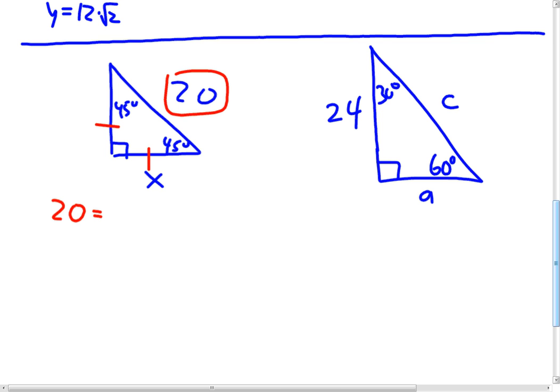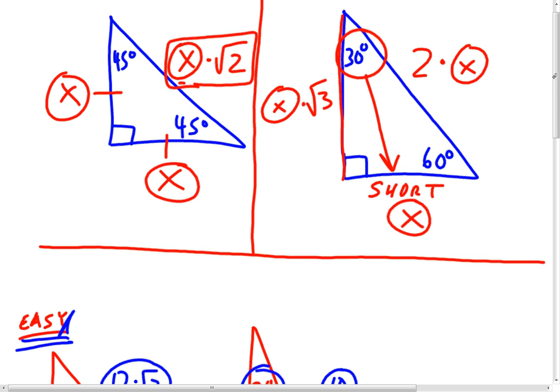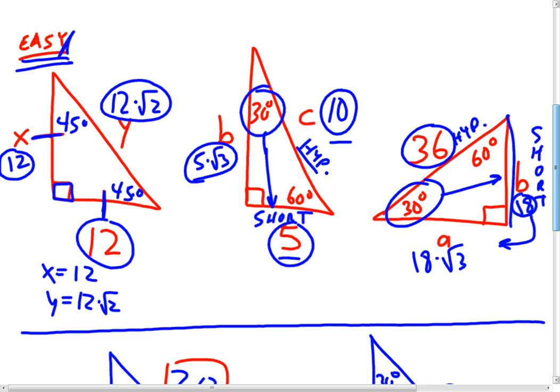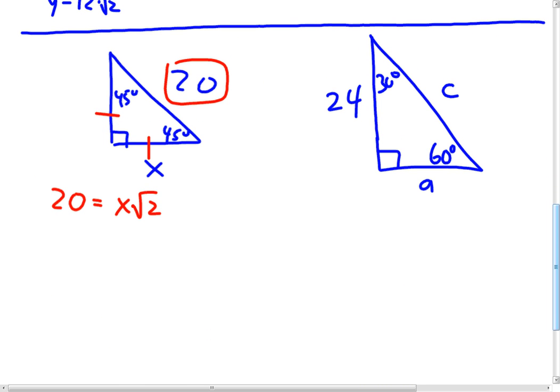My pattern said I should have x times radical 2 in that spot, correct? That's what's in the hypotenuse spot up here. So they must be the same, so I make them equal. Now I have an equation where I can figure out what x is. How would I get x alone in that equation? Kyle? Divide by radical 2. If you've got something next to your x, you normally divide by that number. It just happens to be a radical.